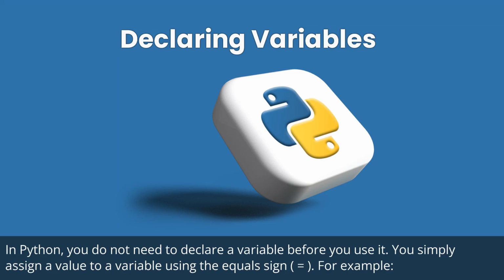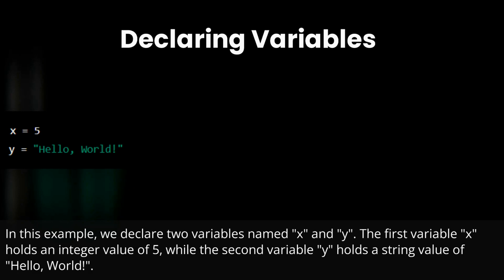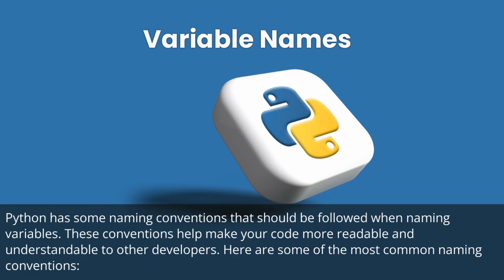For example, in this example, we declare two variables named x and y. The first variable, x, holds an integer value of 5, while the second variable, y, holds a string value of "hello, world". Python has some naming conventions that should be followed when naming variables. These conventions help make your code more readable and understandable to other developers. Here are some of the most common naming conventions.